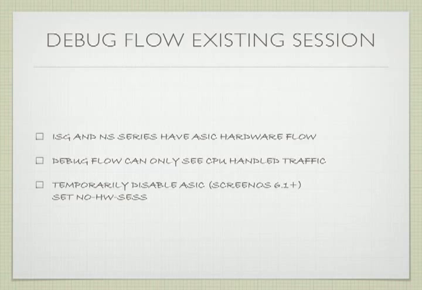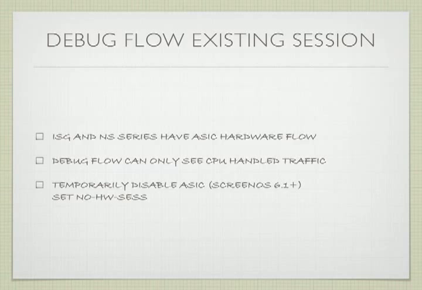So if you have an ASIC device like the ISG or the NS series and you need to do this, you have to temporarily turn off hardware sessions in order to be able to see the traffic. This does affect your CPU utilization on your device and how fast traffic can be handled, obviously. So you have to be careful that you're in a situation where you're not going to overload the device when you do this. And this feature is only available in ScreenOS 6.1 and higher.